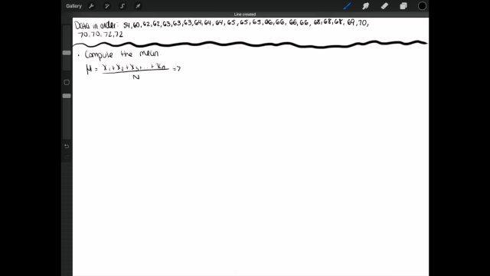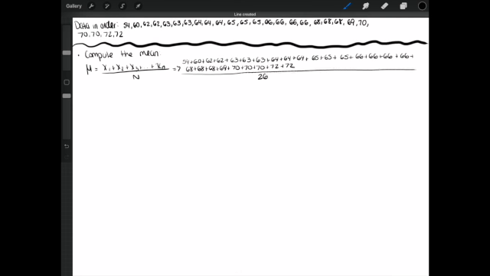Once I apply this formula to our data, we get 54 plus 60 plus 62 plus 62 plus 63 plus 63 plus 63 plus 64 plus 64 plus 64 plus 65 plus 65 plus 65 plus 66 plus 66 plus 66 plus 66 plus 68 plus 68 plus 68 plus 69 plus 70 plus 70 plus 70 plus 72 plus 72, and we are going to divide this by 26, which is the total number of values we have.